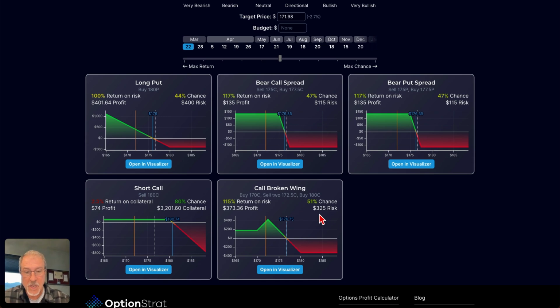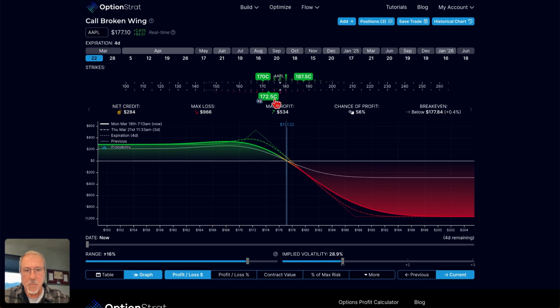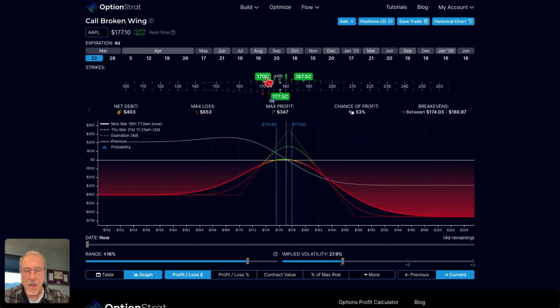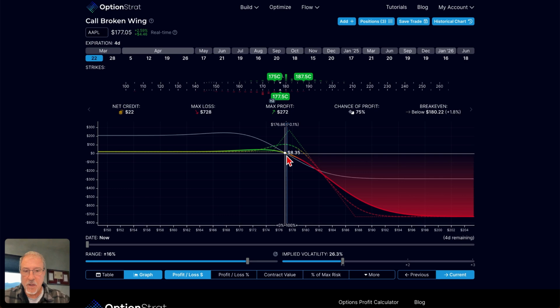But I'll tell you, personally, I like broken wing butterflies. They're one of my favorite trades. I usually do them bullish in nature as a put broken wing butterfly, but this one really sets up well for a call broken wing butterfly from my opinion of the market. The other thing I like about this is that I can adjust it to give me more upside room on Apple. I can set this up more along these lines, where I'm in the center of my tent. In other words, this thing could go up more between now and Friday.